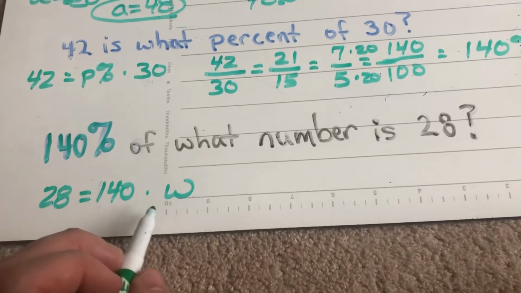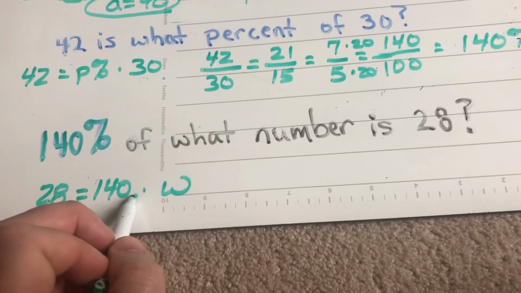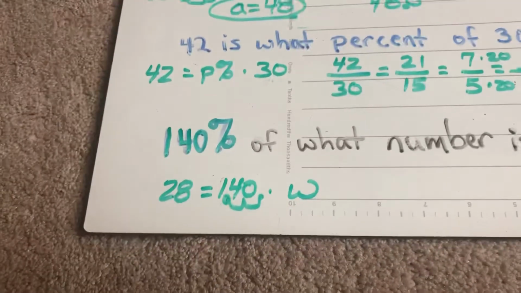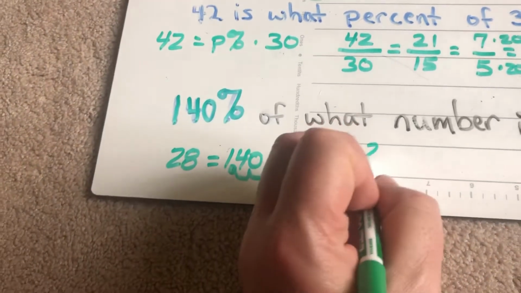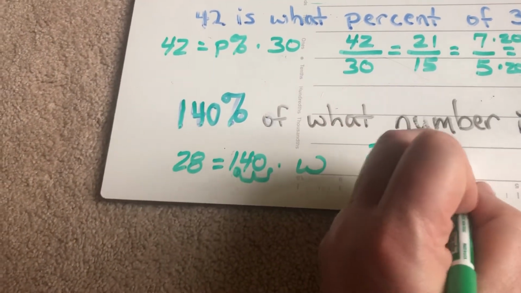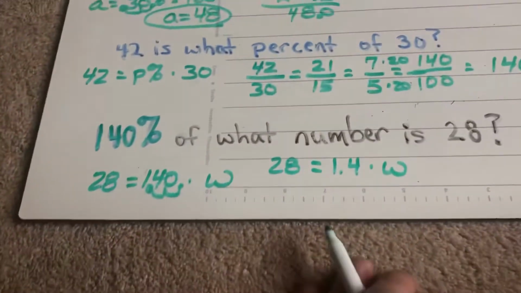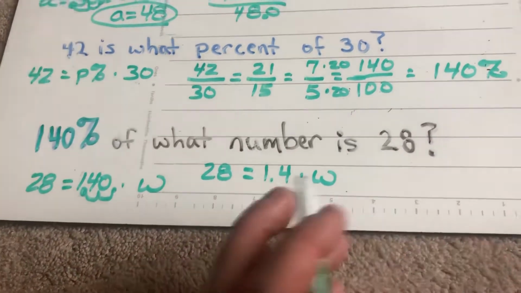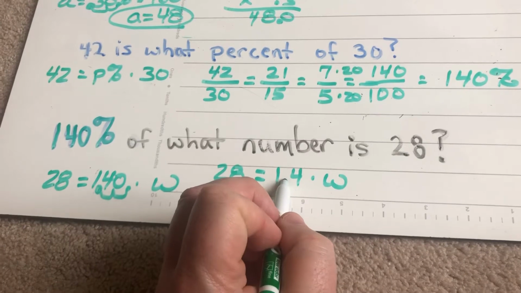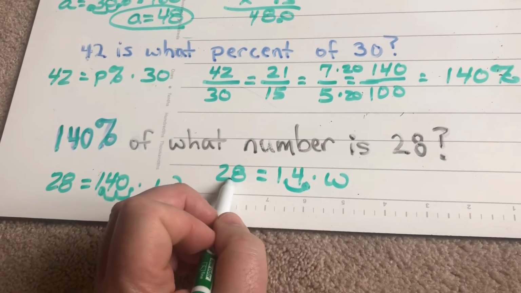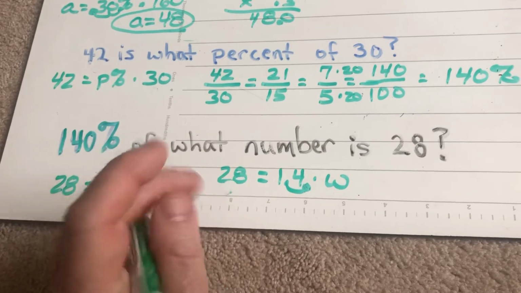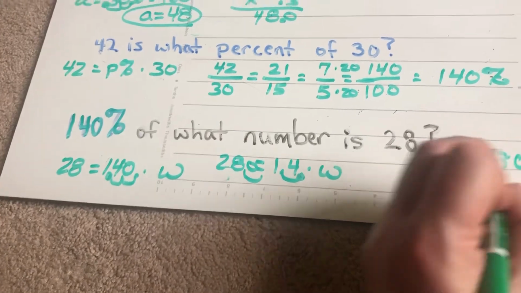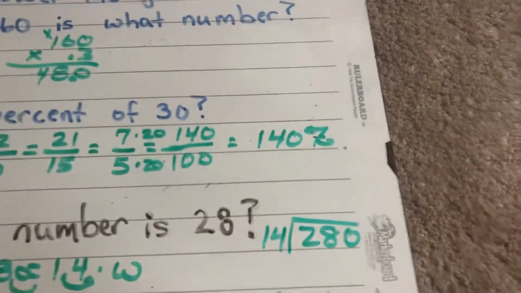So I want to turn it into a decimal, which means I'm going to take the decimal and move it twice to the left, so I get 1.40 or 1.4. So essentially I end up with 28 equals 1.4 times W, which means essentially I'm doing 28 divided by 1.4. Or if I want to make this a 14, I can move the decimal over once and 28 becomes 280. I can do 280 divided by 14.